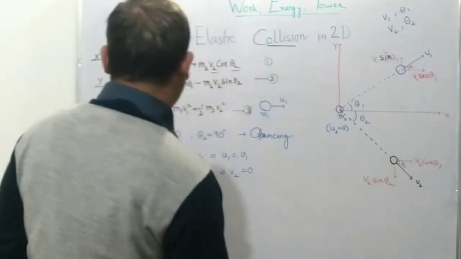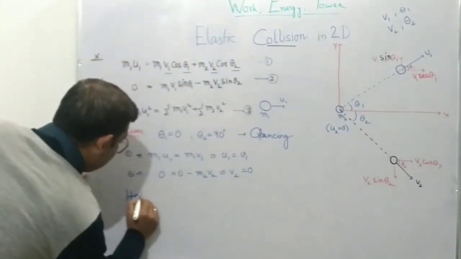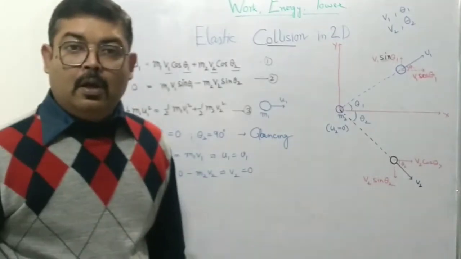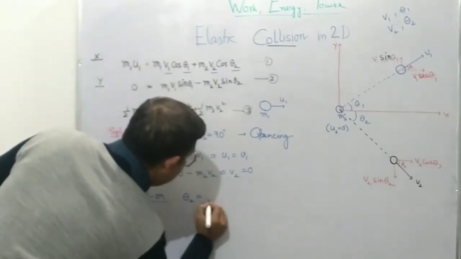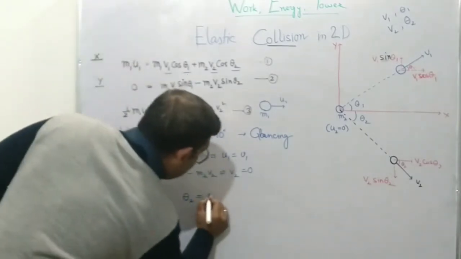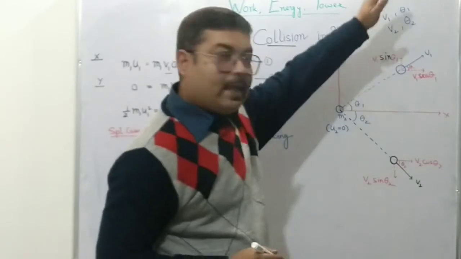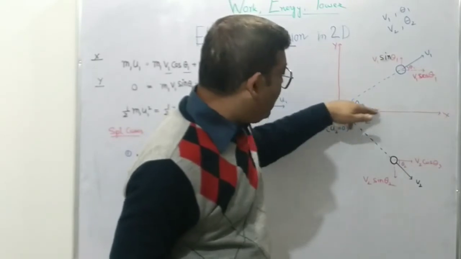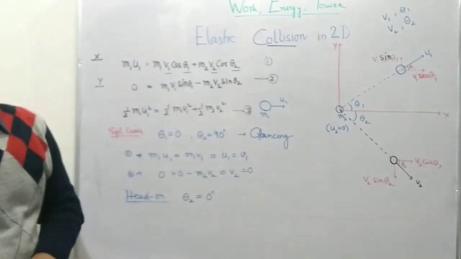Now, the second special case is known as the head-on collision in 2D. What do we mean by head-on collision? Well, if there is a head-on collision, theta 2 must be equal to 0 degrees. That is to say, M1 comes and hits M2. M1 gets scattered at some angle theta 1. No problem. But M2 will move along the positive x-axis. If so happens, then what do we get from these equations?